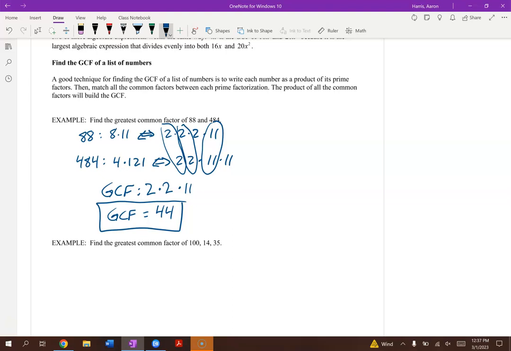You want to try for 100, 14, and 35? So let's factor 100. Factors of 100 are 10 and 10, but we can go further than that. We have 2 and 5 and 2 and 5. In other words, 4 times 25 is 100. So, okay, there's 100. Let's go with the 14. 14 is 2 and 7, and that's all primes. 35 is 5 and 7, and that's all primes, right?